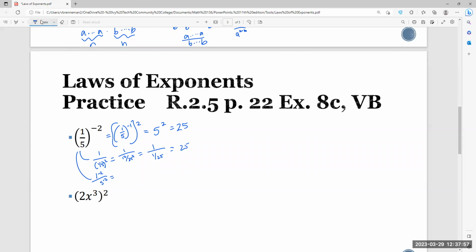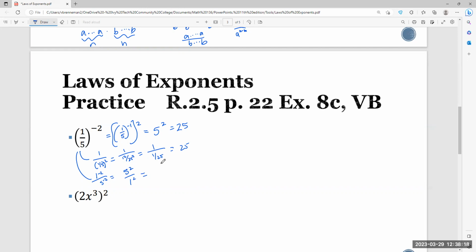But then I can say, well, the negative power just means if it's on the bottom, it goes to the top, and if it's the top, it goes to the bottom. So that's 5 squared over 1 squared, and that's 25. Again, various ways I can get there. The negative flips it, the 2 squares the 1 and the 5, but squaring of the 1 doesn't really do anything significant.